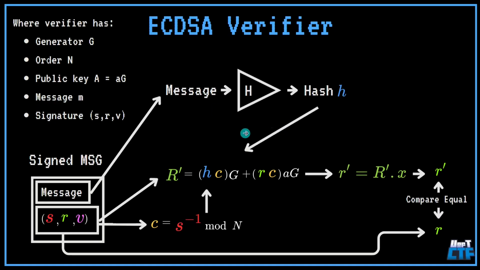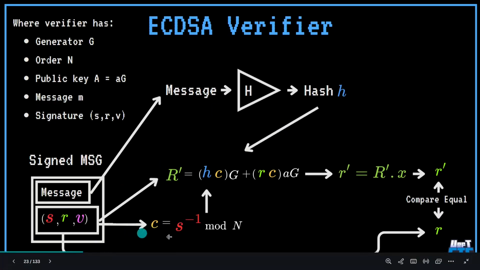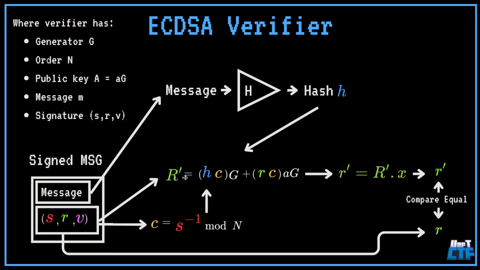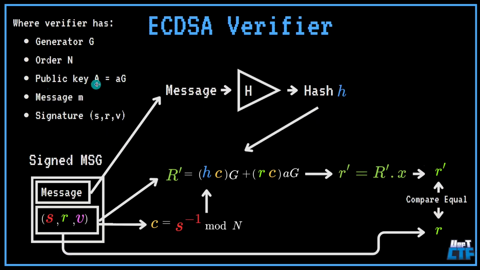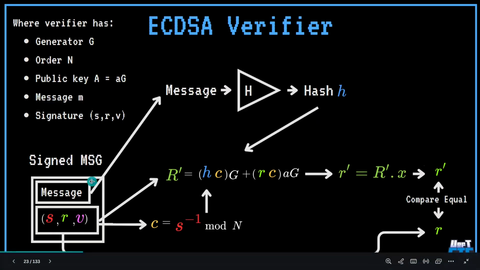But to verify, you would have your S, and you get the inverse of S, and then you would find the original point. You're able to recover the original point from these values that you were given, and once you have the original point, you can compare if their X values are equal. And so that's how you would verify it. And you just need their public key and then their signature to verify.